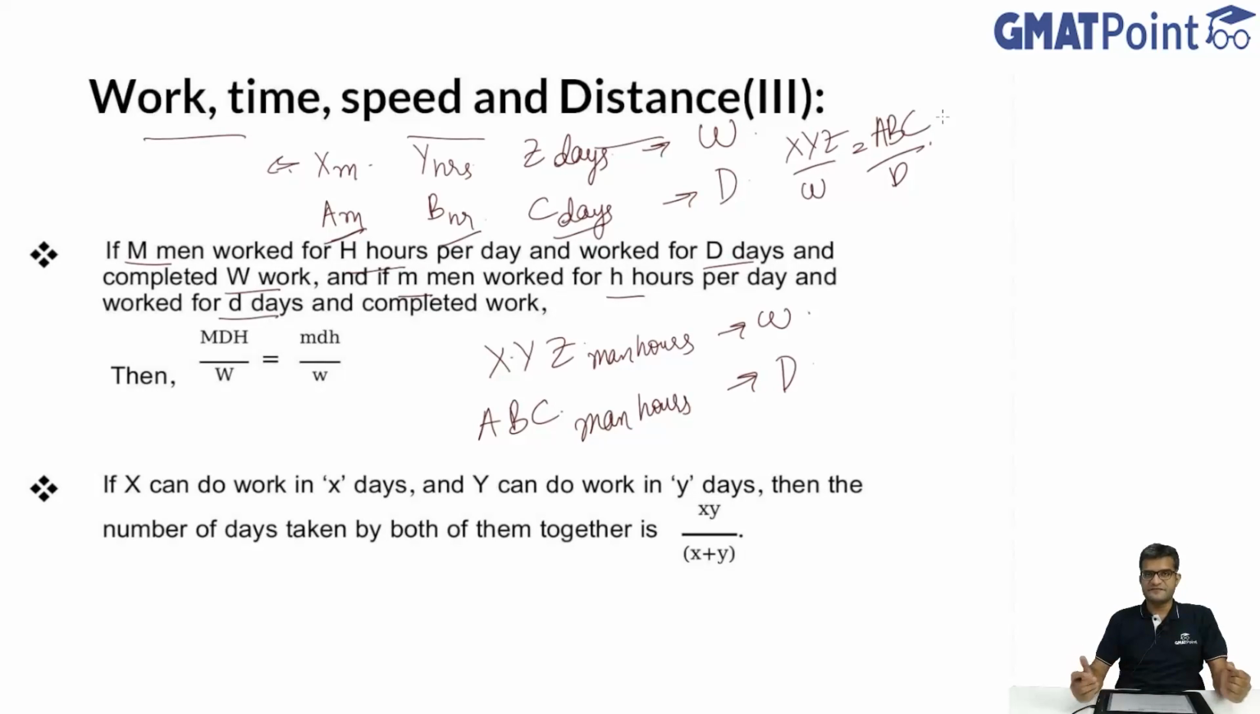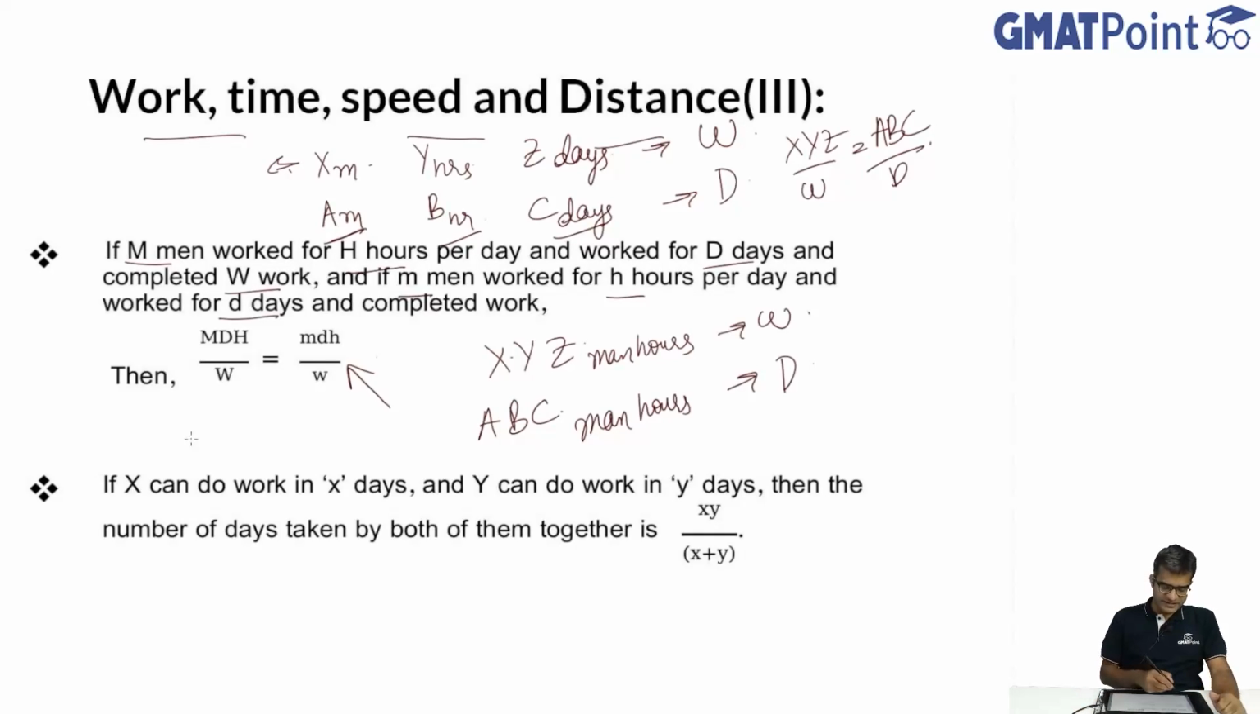Sometimes the way the questions are phrased is 5 men working for 8 hours every day and they worked for 6 days. They were able to complete 50% of the work. In how many days will 4 men working for 3 hours every day complete the job, or something like that. This kind of a question is asked, which is a simple application of the formula that we know. M into D into H divided by W will be the same.